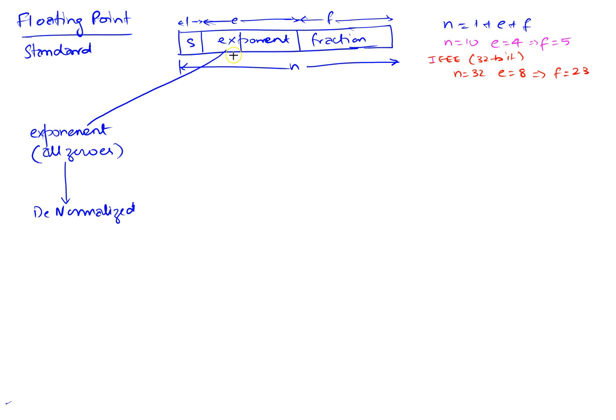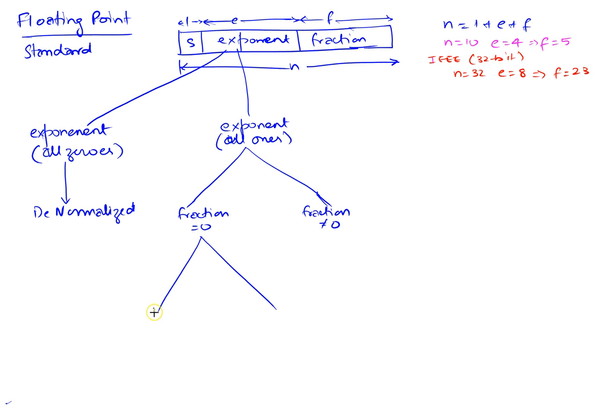If, on the other hand, the exponent is all ones, then it has two possibilities, and we'll look at both of them in just a second. But now we look at the fraction. The fraction can be either zero, or non-zero. If the fraction is zero, we look at the sign, and if the sign is equal to zero, then we say that this represents plus infinity. If the sign is one, then we say that it represents minus infinity. And if the fraction is non-zero, no matter what the sign is, we say that it represents not a number.